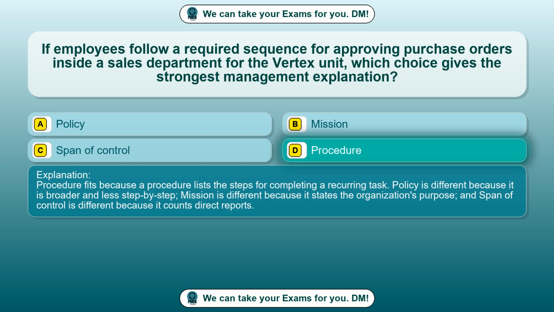Procedure fits because a procedure lists the steps for completing a recurring task. Policy is different because it is broader and less step-by-step. Mission is different because it states the organization's purpose, and span of control is different because it counts direct reports.